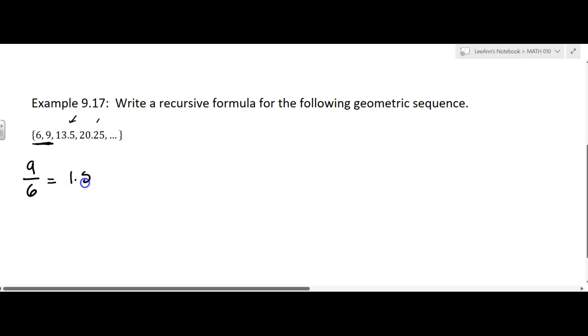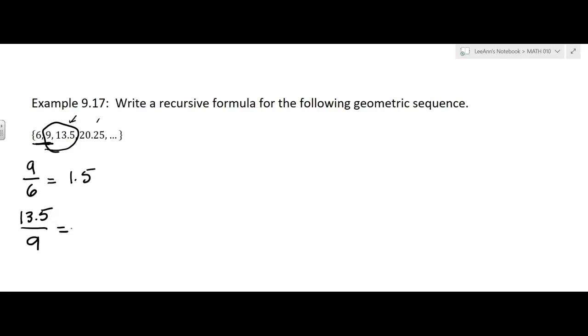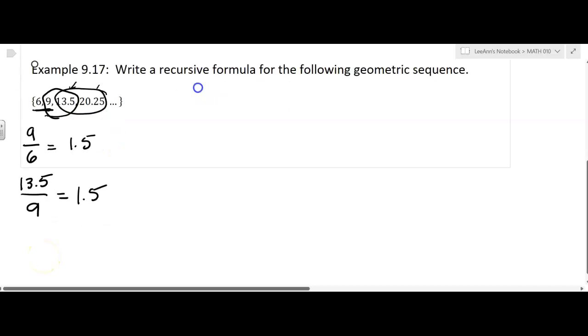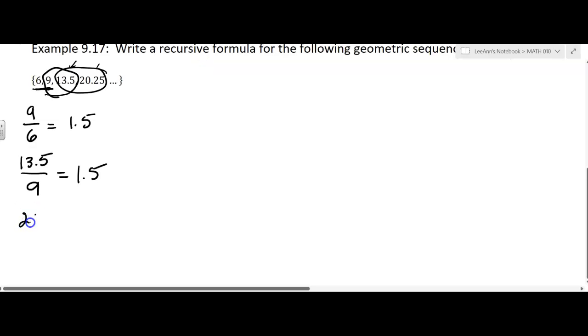It's 1.5. And then just to check it, I can take these two and go 13.5 over 9 and see if that's also 1.5. Now I say just to check it because they told us it was a geometric sequence, so we believe them, but we'll just check. Yep, it's 1.5. And then if you want to, do another one, you can take these two and just to, if you really aren't sure it's geometric, you could do them all.